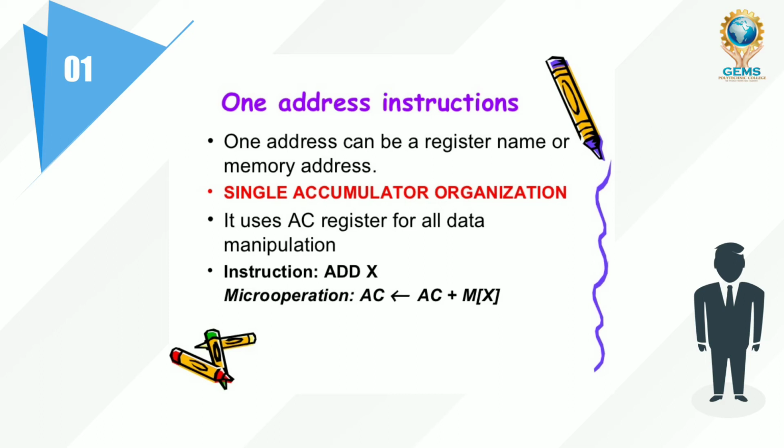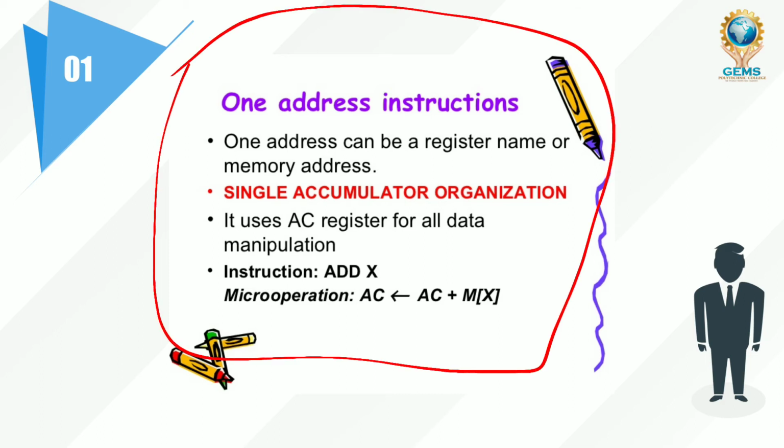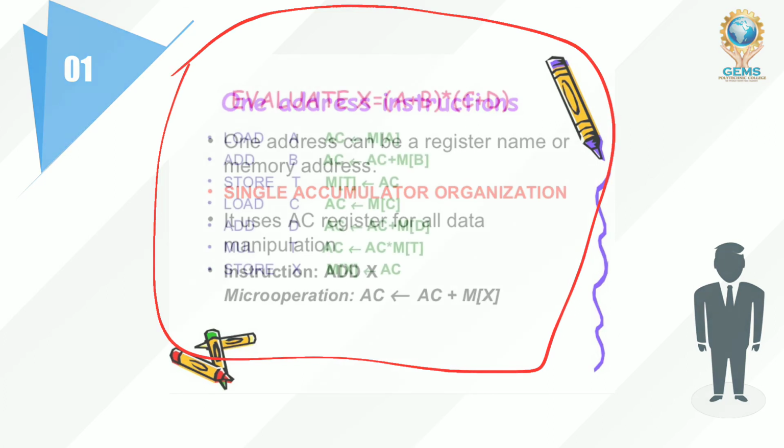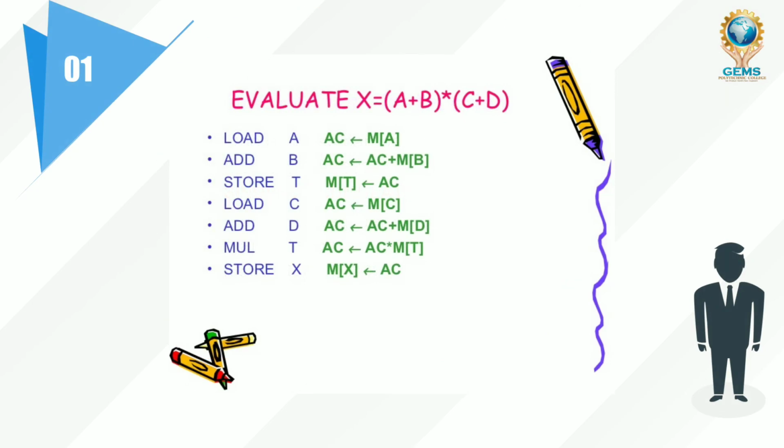Just look here, many examples are already given. One address instructions: the one address can be a register name or a memory address. Single accumulator organization uses the AC register for all data manipulation. Instruction: ADD X. Micro operation: AC gets AC plus M[X]. This is one address. How do we evaluate? Simple.